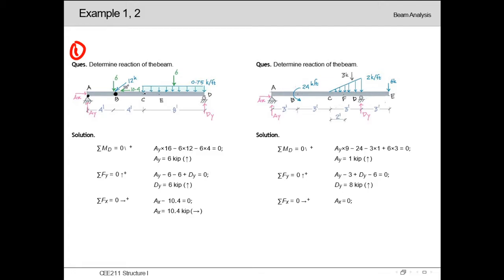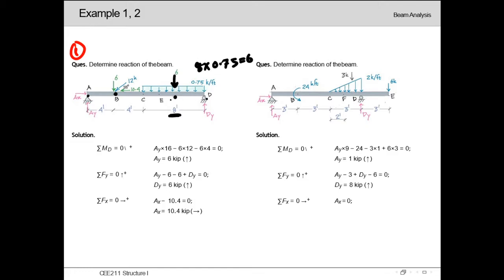We will be using the components to calculate the reactions. Moreover, here is another uniformly distributed load acting throughout a length of 8 feet from C to D. The value of this uniformly distributed load is 0.75 kip per feet. So the total load will be 8 times 0.75, which is 6, as we have written over here. And the center of this load, or the point at which this total load will be acting, is exactly the midpoint of this 8 feet. So it will be acting at a distance of 4 feet from C or from D.